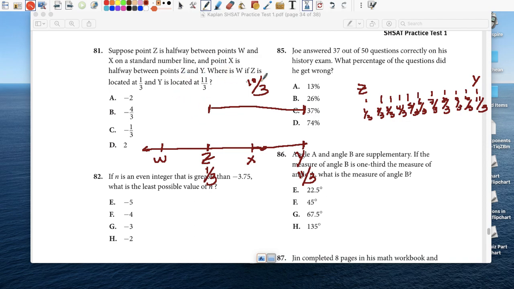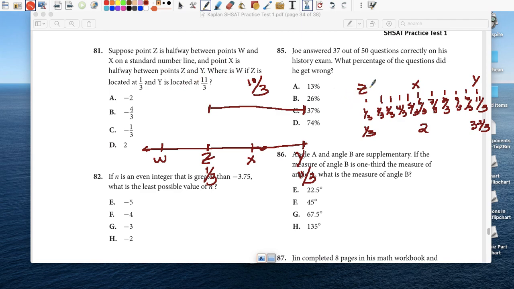Point X is halfway between Z and Y, so what's the halfway? 1, 2, 3, 4, 5. So here's point X. Let me make sure. 1, 2, 3, 4, 5. So point X is at 6/3, which is 2. Right? The whole number 2, and Y is 3 and 2/3, if that makes it a little better for you guys. But I think counting by thirds is a little bit easier.